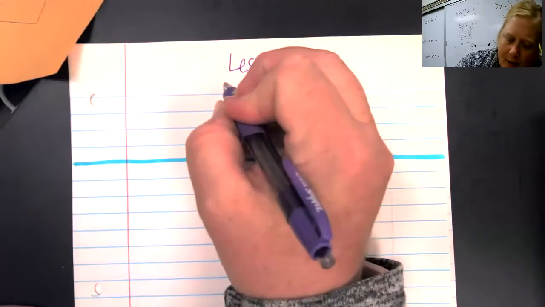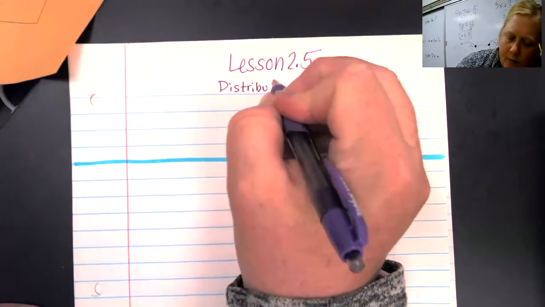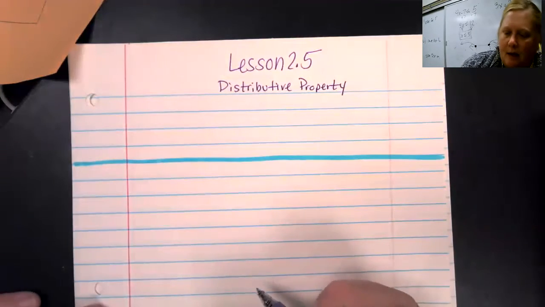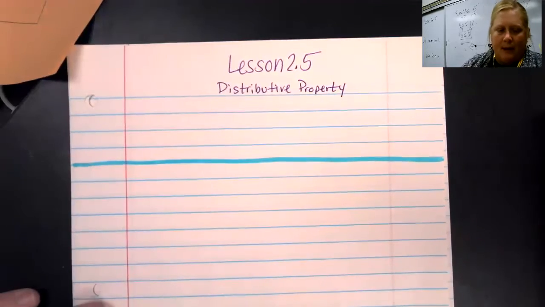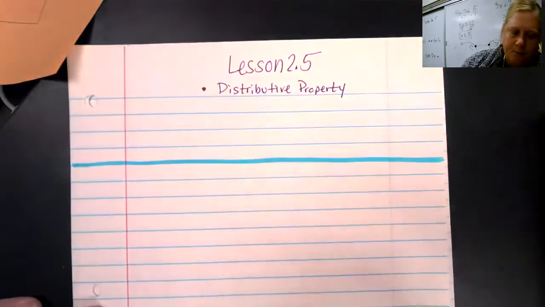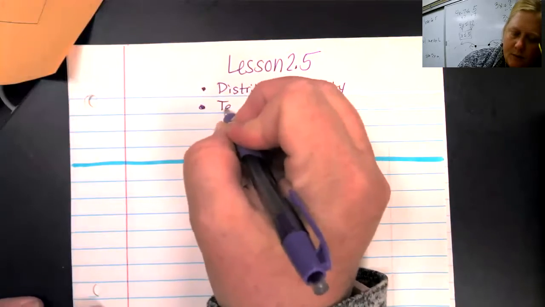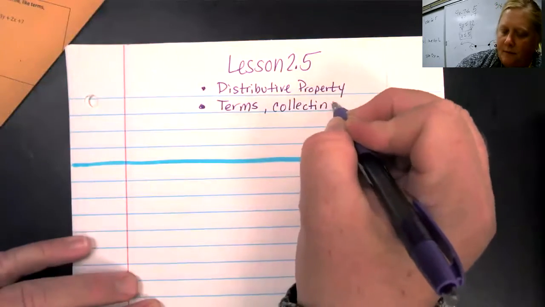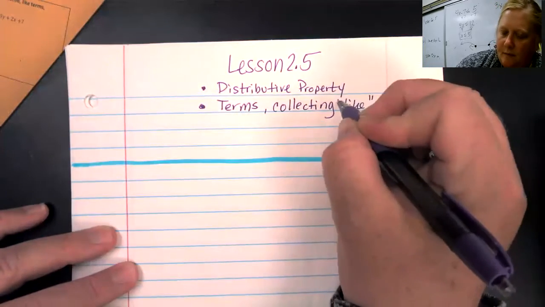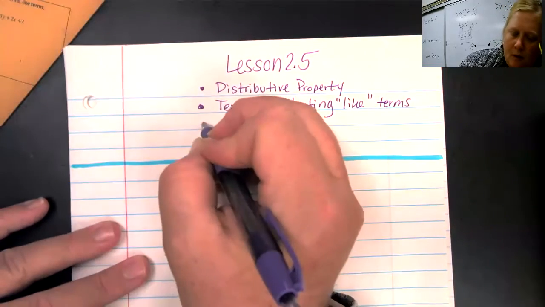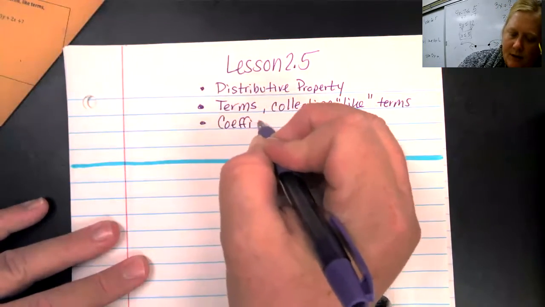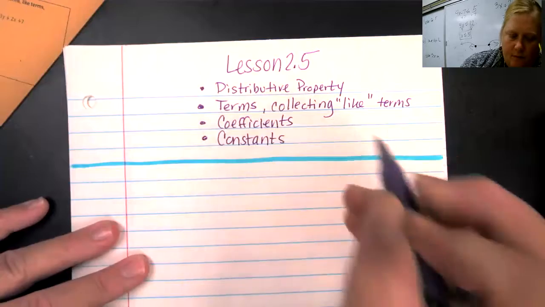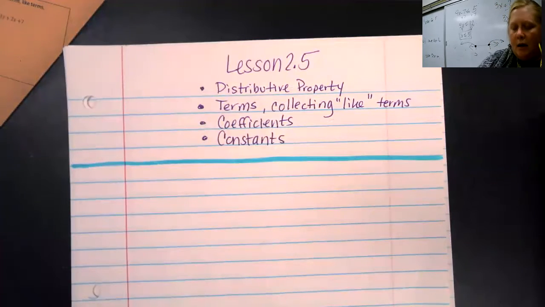So this is really talking about applying the distributive property. And the distributive property is where we take a number and we carry it through or multiply it through. So we're going to talk about that. We're also going to look at terms, okay? And specifically collecting like terms. We're going to be talking about coefficients and the word constants, all of that good stuff today. So this is great vocabulary.